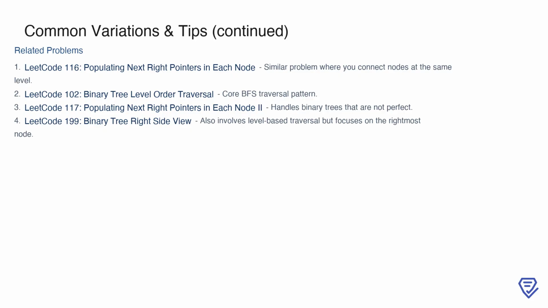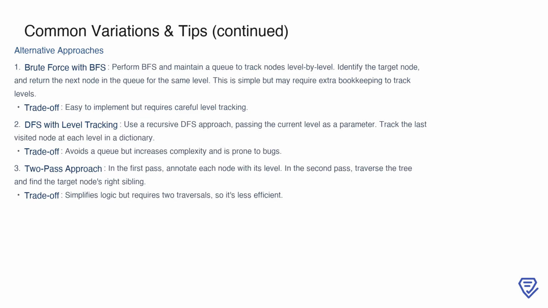Finally, LeetCode 199, Binary Tree Right Side View, involves level-based traversal as well, but its goal is to identify the rightmost node at each level. Exploring these problems will deepen your understanding of binary tree traversal and help you recognize reusable patterns across similar challenges. Lastly, let's examine some alternative approaches to solving this problem.